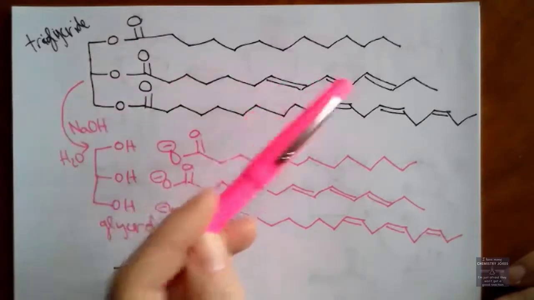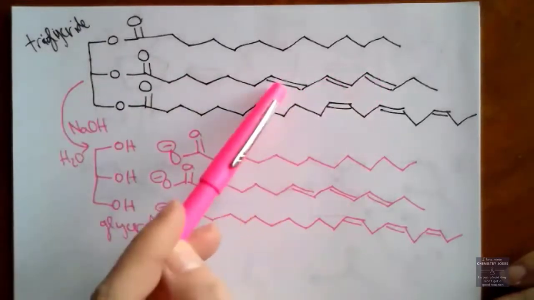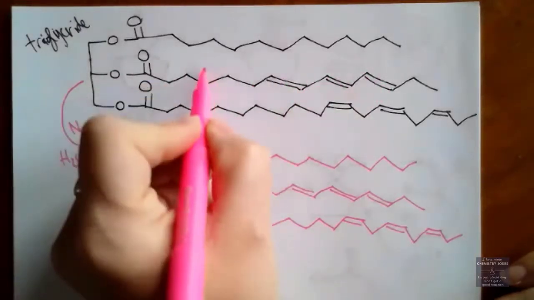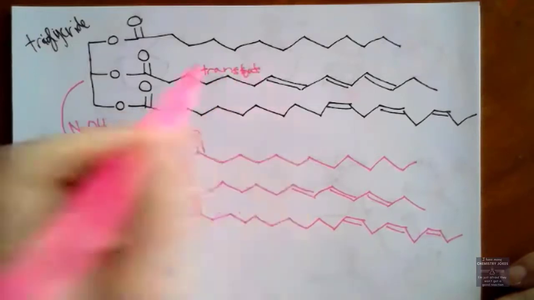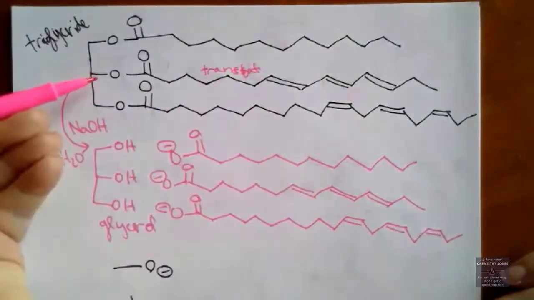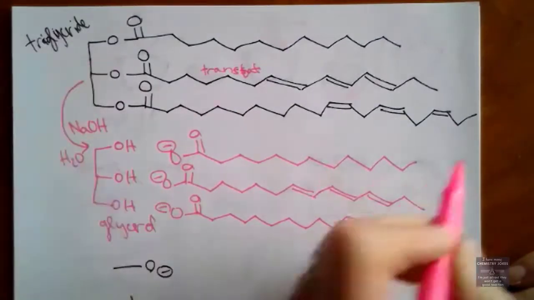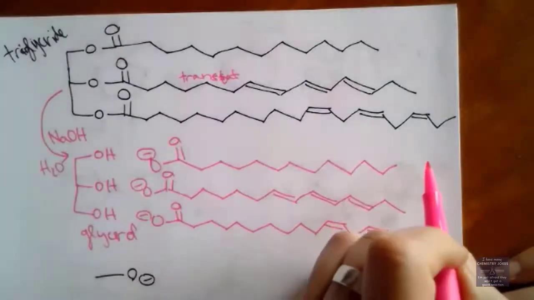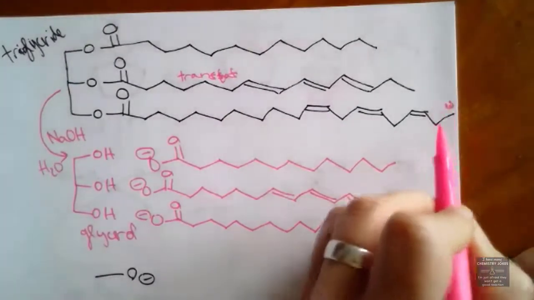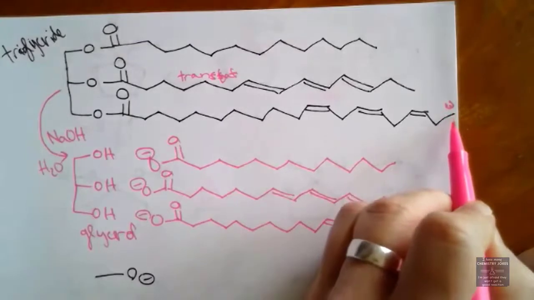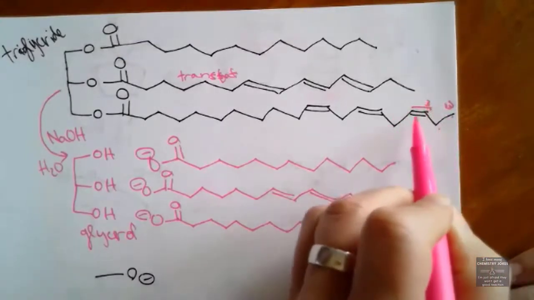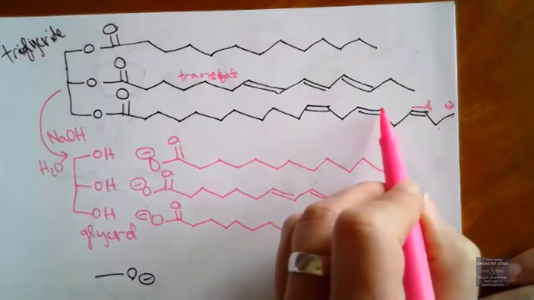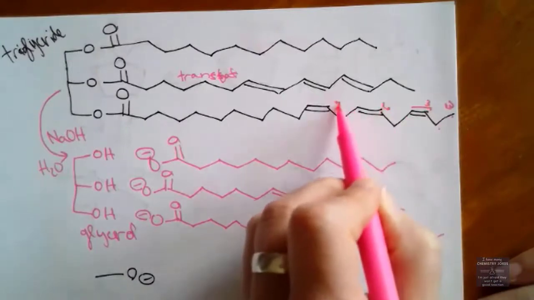This guy has a bunch of trans double bonds. This is what the marketing industry calls a trans fat. If there are 3 chains that all have trans double bonds, trans fat. This is officially called an omega-3 fatty acid because the end of the chain is the omega. Count back 3 carbons and you've got a double bond. This is an omega-3 fatty acid. It's actually also an omega-6 and an omega-9.